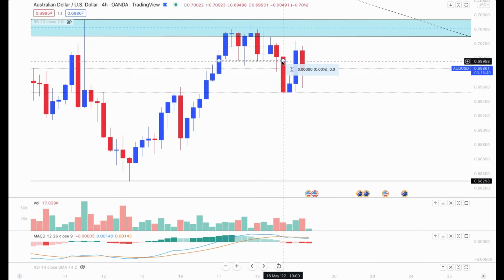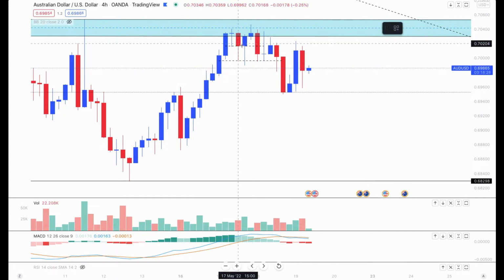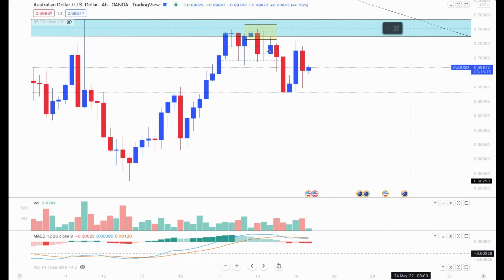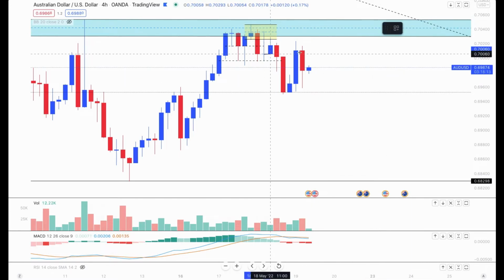So now we were looking for this area to be broken, which we can see with this candle, it has been broken. So I see two order blocks that I'm just going to highlight here to show you what I'm looking for. This is order block number 1, and then this is order block number 2. Now don't worry, I will be highlighting the exact candles themselves to show you exactly what I'm looking for.